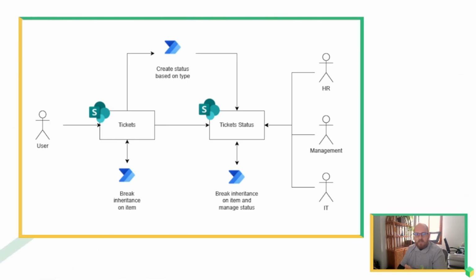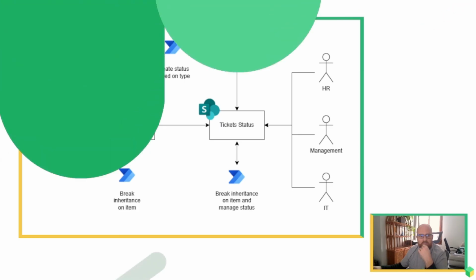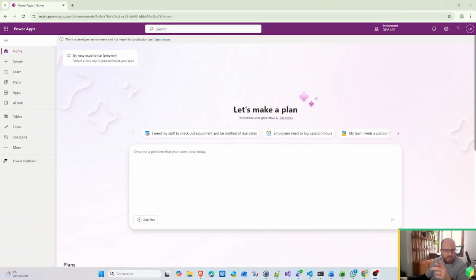When one ticket is created, we're going to manage the status in another SharePoint list. In this list, we're going to say HR needs to validate it, maybe management, maybe IT. It will depend on which request you have. And when everything has been through the process, we're going to tell the user at the end, in the ticket, that everything is done.